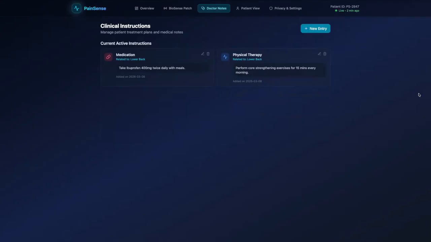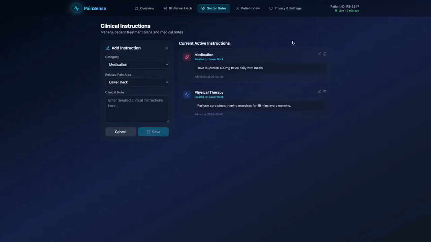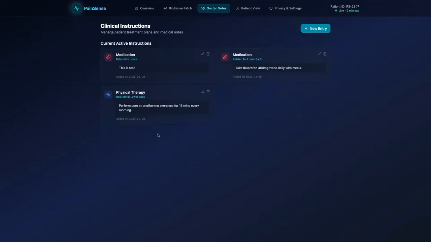Next, we support clinical communication through the doctor notes interface. Here, doctors can add treatment instructions such as medications, physical therapy, exercises, or lifestyle recommendations. Each instruction can be connected to a specific pain area in the body, helping doctors manage the treatment plans more effectively. And this creates a structured way for clinicians to document and communicate care decisions.